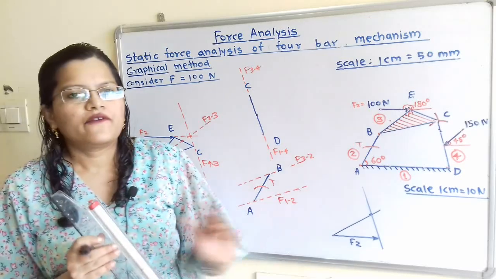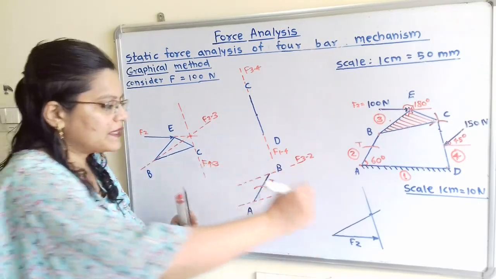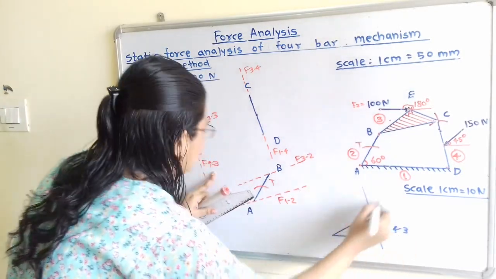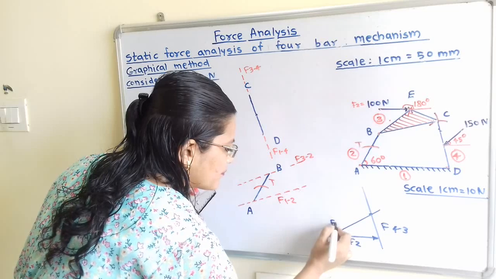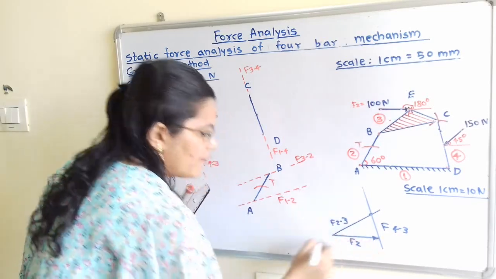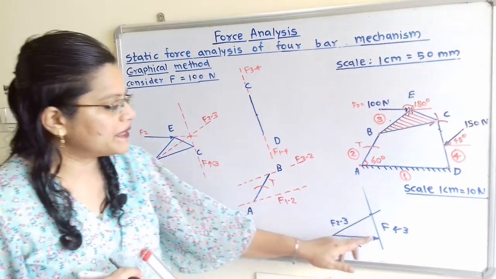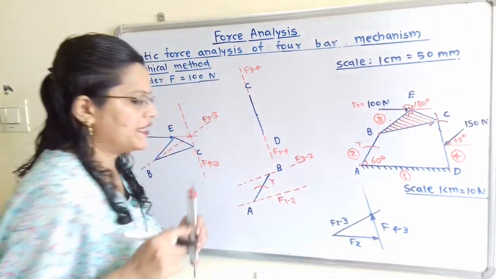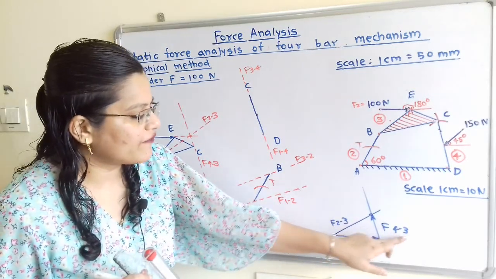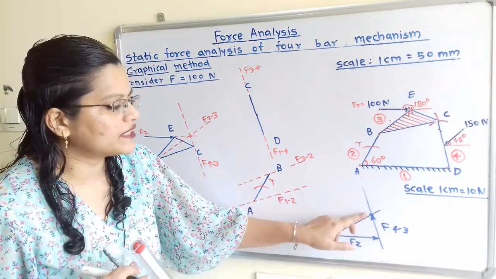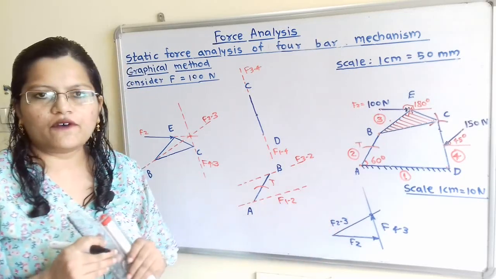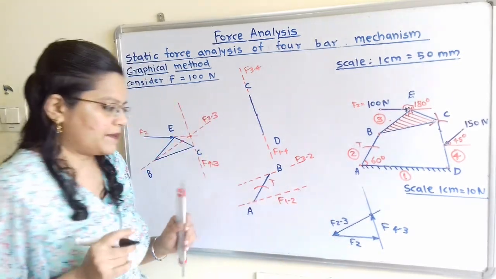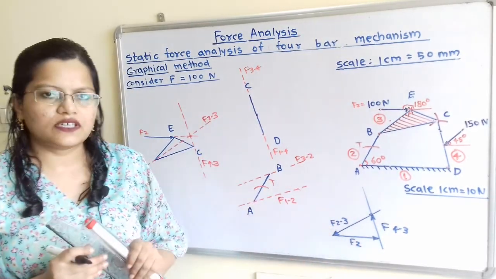Now this force polygon should be closed. That means here we have F of 4 to 3 and this is F of 2 to 3. Here is the head of F2. At that point there should be the tail of the next force, that is F of 4 to 3. So we have to show the head at this point. Now at the head of F of 4 to 3, there should be the tail of the next force, that is F of 2 to 3. So we have to show the arrow in this way. So this force polygon is closed.